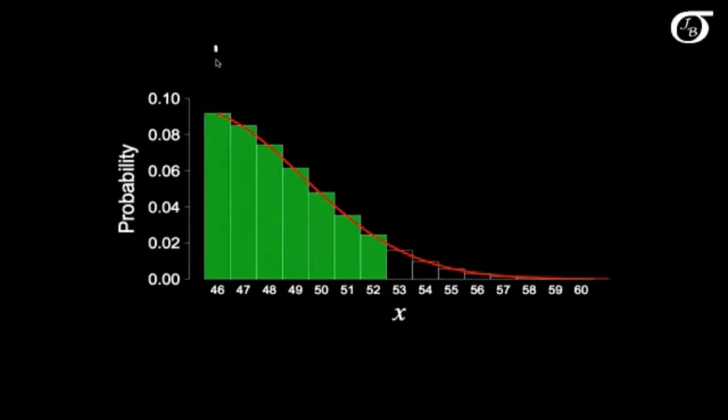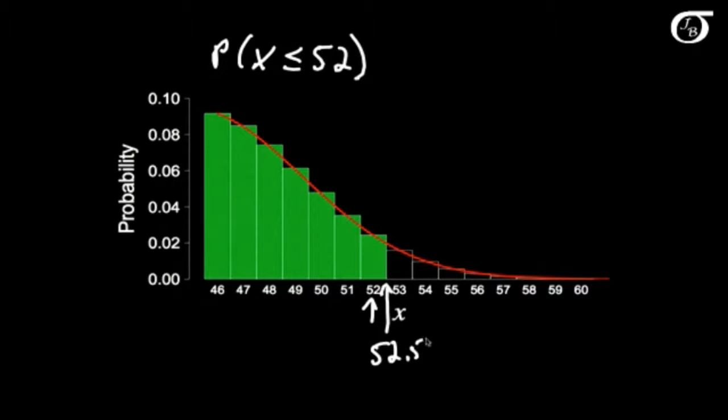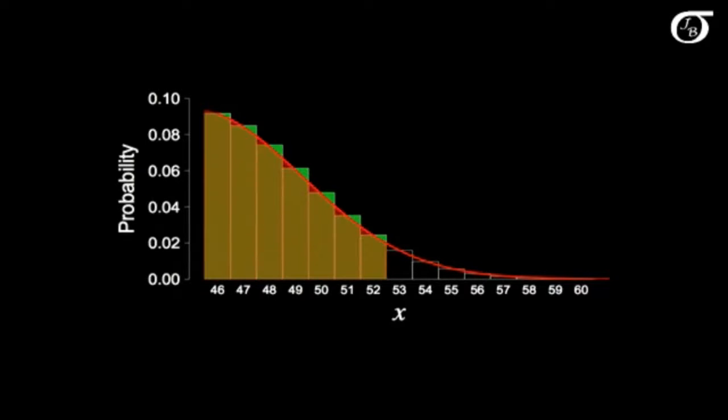What about here? Let's say I wanted the probability that x is less than or equal to 52. That's what that shaded green bit represents. And I can't start exactly at 52. That wouldn't be quite right. To include all of 52 and go left, I need to start here. I need to start at 52.5. So let's see what that looks like when shaded under the normal curve.